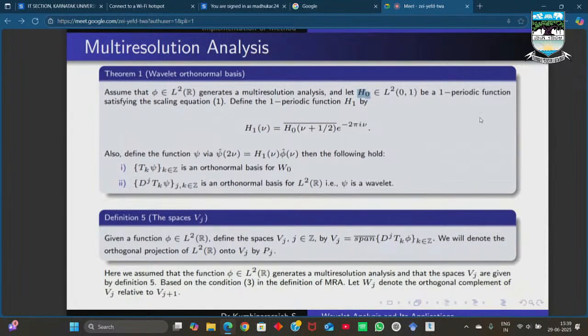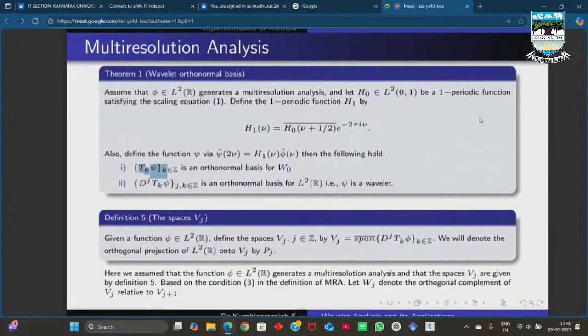So that one periodic function is going to be generated. Then by using H0, I am going to define a one periodic function, let it be H1. So H1 is defined in this way. Also define the psi by using this concept. Here I know what psi is and I know what H1 of nu is, so easily I can find the psi cap of 2 nu. Then the Tk of psi will become an orthonormal basis of W0.